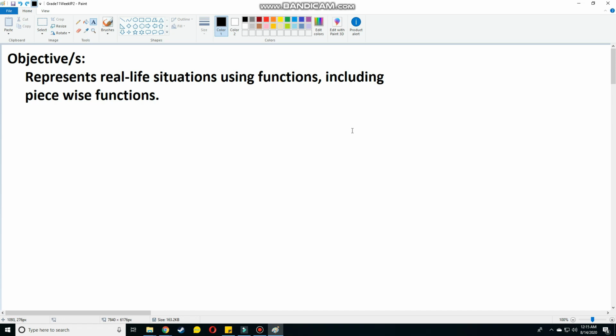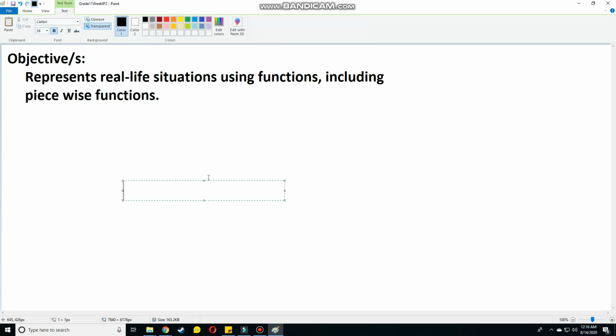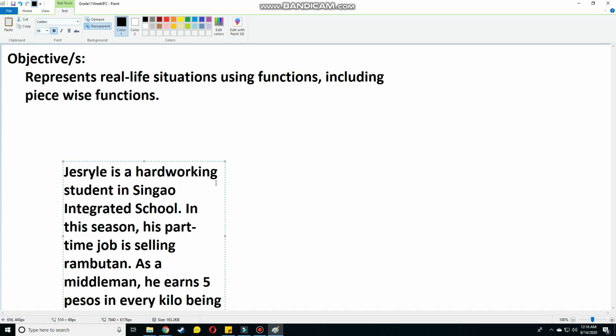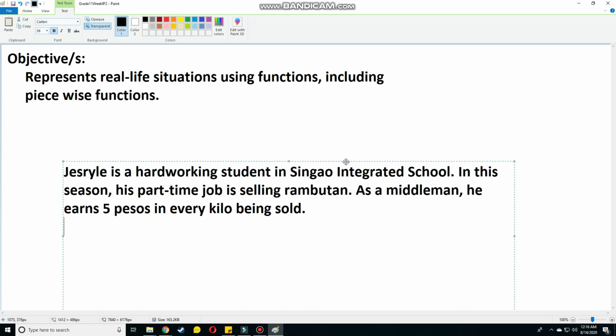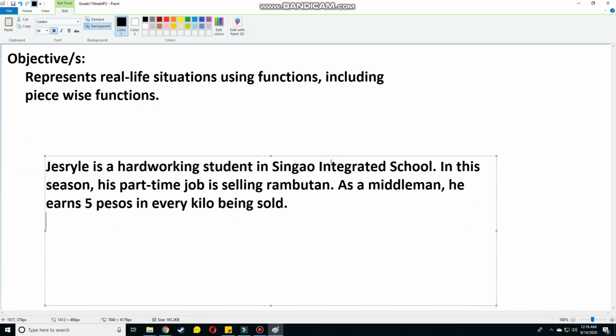And now let us continue and let's look into our objective. Then again, represents real-life situations using functions, including piecewise functions. And now let me give you a real-life situation that most of you may relate. Okay, now so let's have a worded problem that would be a real-life situation using functions. Okay, let's have this one.